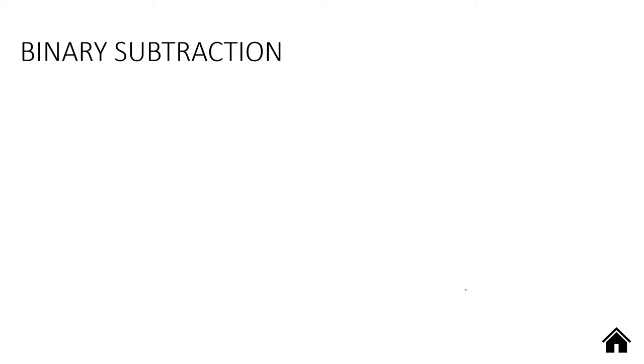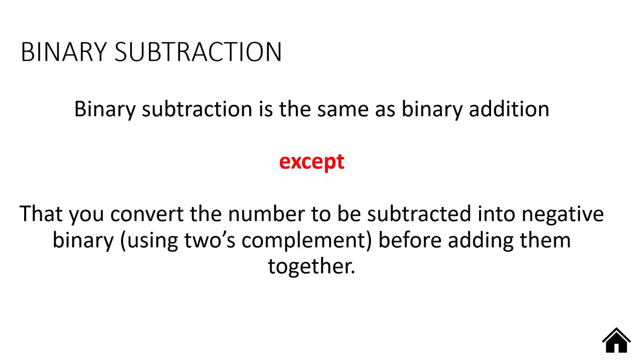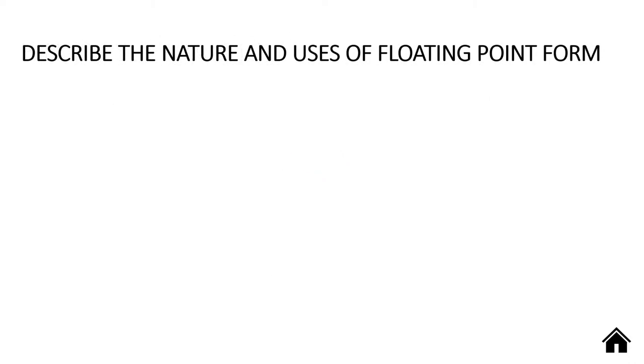You must show them. So binary subtraction is the same as binary addition, except you convert the number to be subtracted into a negative number using 2's complement before adding them together. So you don't actually subtract. You just add negative numbers. It's crazy, isn't it? There you go, a little bit of ASMR for you there. So we'll do a few of these in a minute.